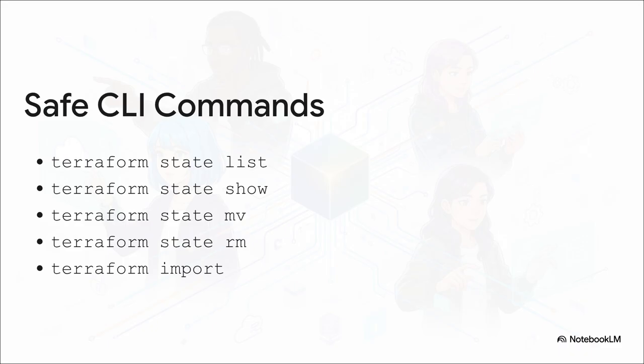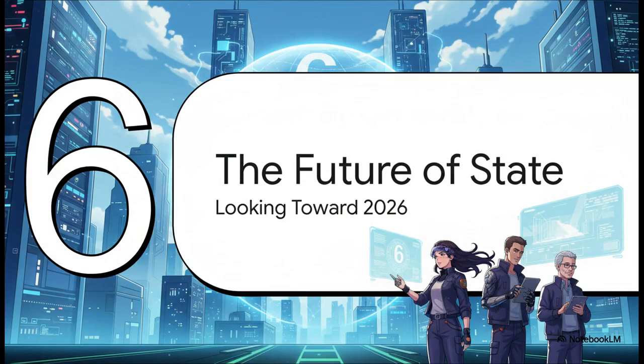And then there's the import command, which lets you grab existing manually created cloud resources and bring them under your code's control. But listen carefully. Modifying state directly from the command line is strictly break glass in case of emergency territory. In a true pro environment, you always want to rely on config-driven state changes, so everything is fully reviewable in your pull requests. And finally, we arrive at Section 6, the future of state.